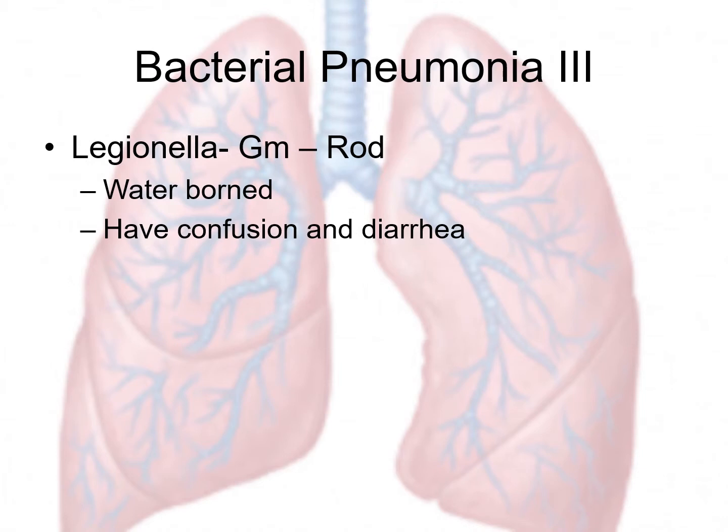Legionella is a gram-negative rod. It's waterborne. Often those patients have confusion and diarrhea. If they don't have confusion, they might actually have something called Pontiac fever, which is the same bacteria, but not as severe.